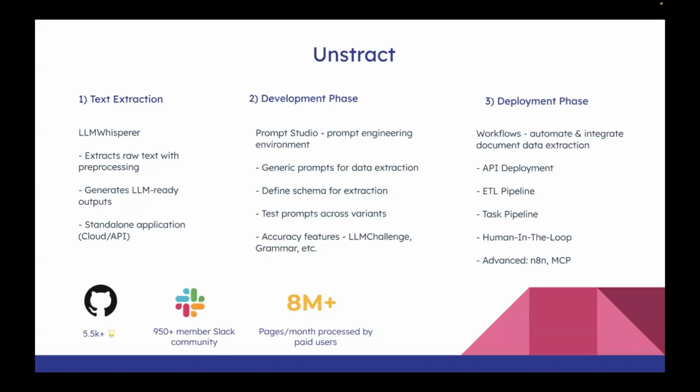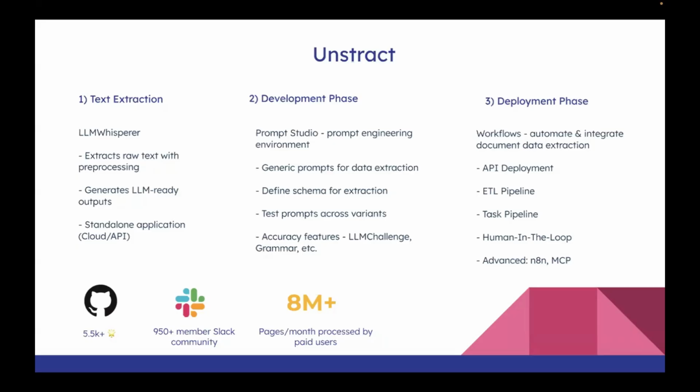So once you extract the raw text, you can then move into the development phase, where you can create prompts in a prompt engineering environment called Prompt Studio. Over here, your prompts would contain mainly two details: what is the data you're looking to extract from your document, as well as what is the schema of extraction that you're looking for. All you have to do is specify this in simple natural language and you're good to go. So this again brings down the IT dependency that we used to have earlier.